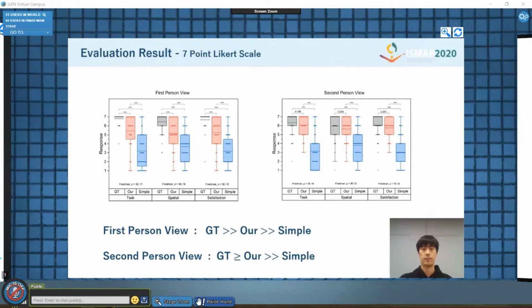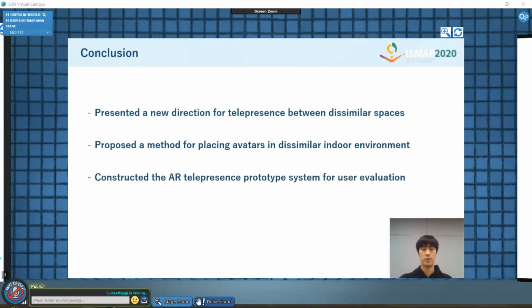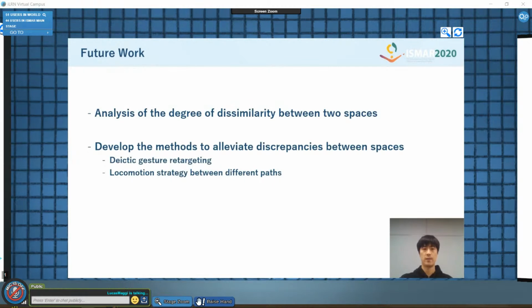Conclusion: we presented a new direction for telepresence between dissimilar spaces by proposing a method for placing avatars in a dissimilar environment. And we constructed the AR telepresence prototype system for user evaluation. Future work: we can do further analysis on the degree of dissimilarity between spaces and develop methods such as deictic gesture retargeting and locomotion strategy.